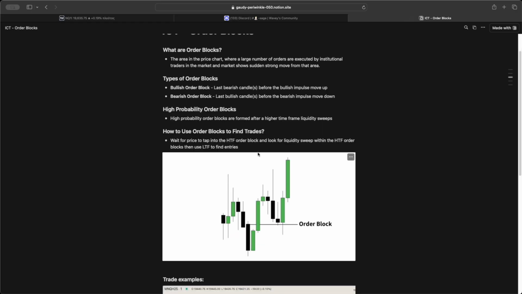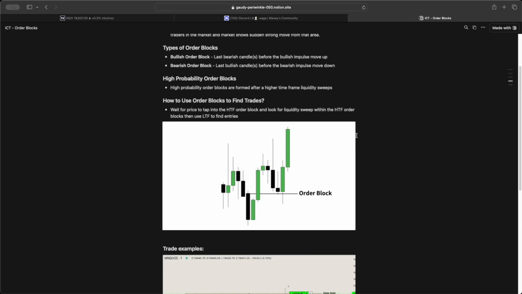Let's talk about how to use order blocks to find entries on the lower time frame. We want to wait for the price to tap into the higher time frame order block. Once the price taps into the order block, we check to see if the price swept liquidity before tapping into it, or if it is about to sweep a major liquidity, or if there is any major liquidity nearby. So we wait for a liquidity sweep within the order block and then use a lower time frame entry model to enter the trade.